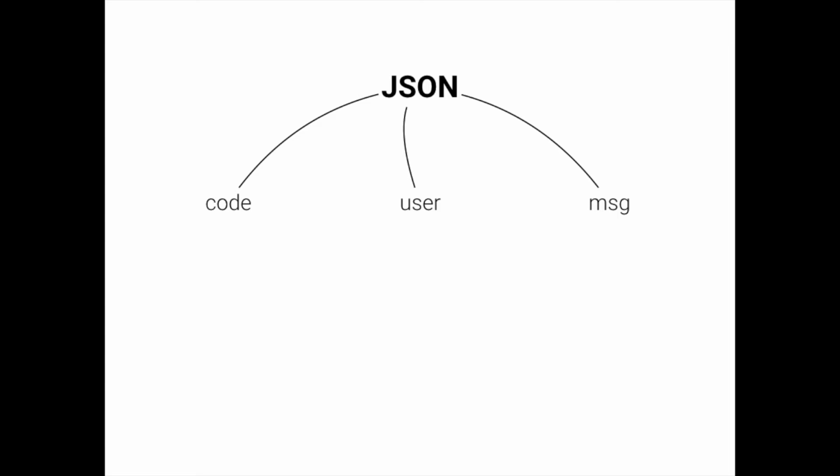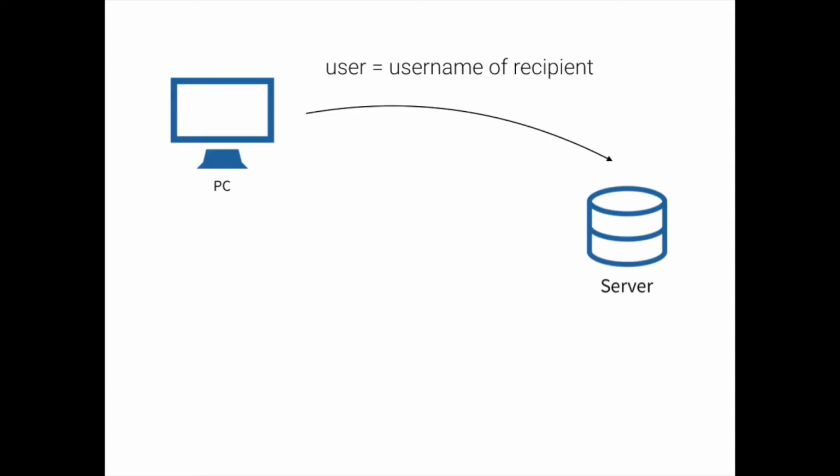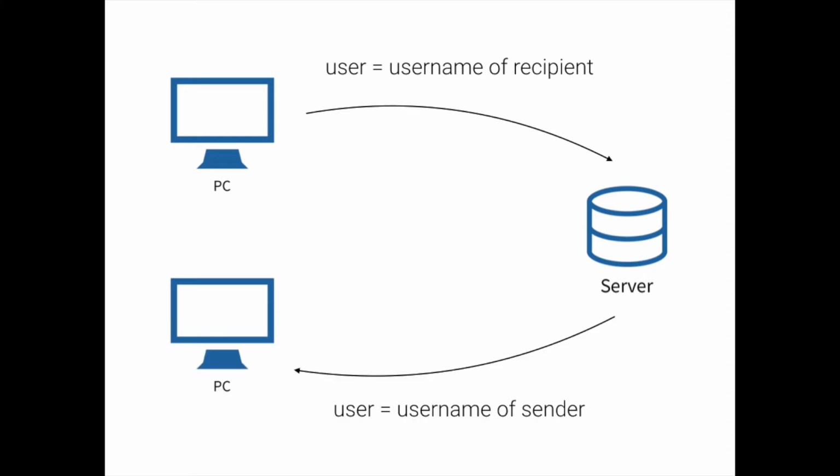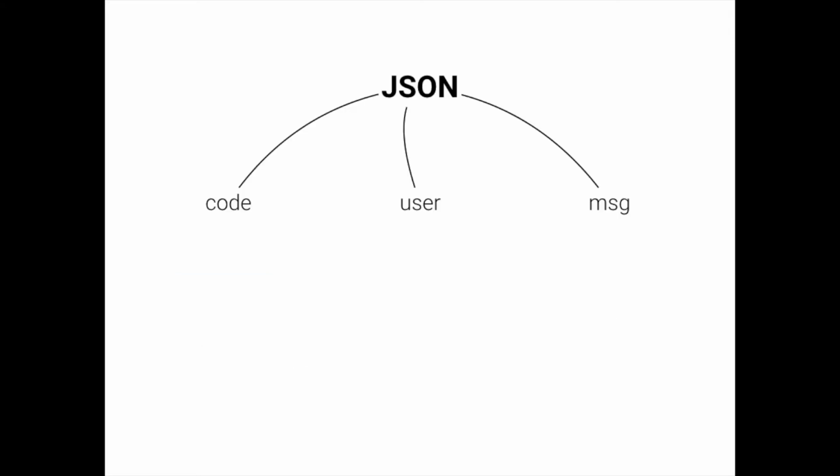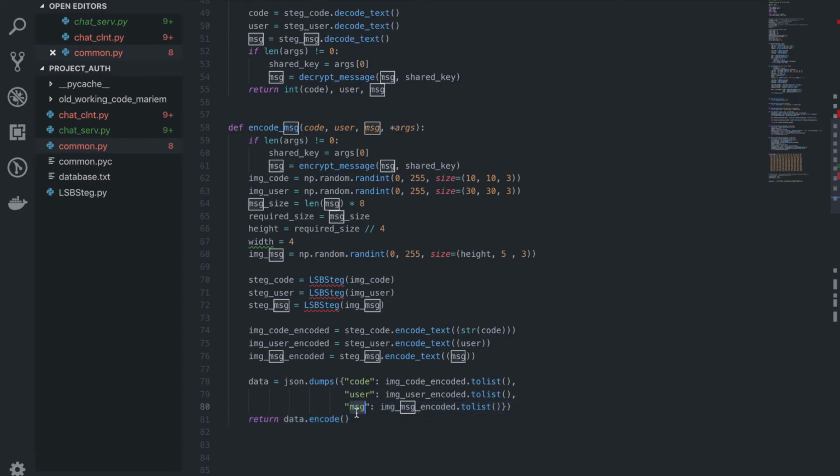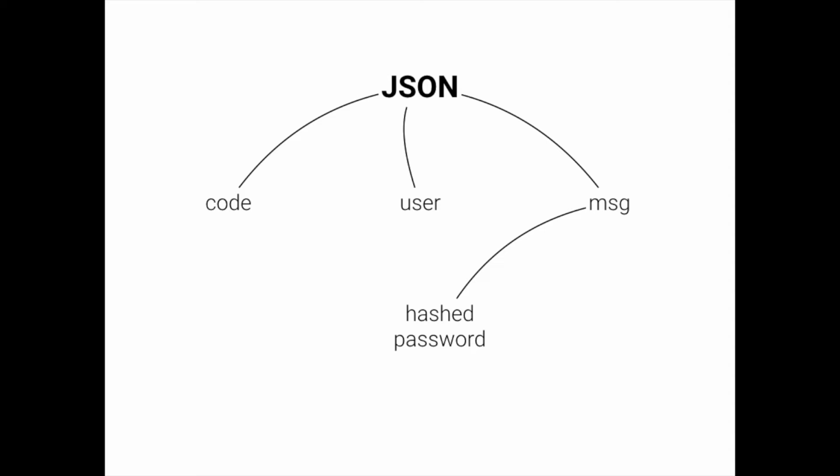Alright, so the second field is the user field. The user field is either empty or contains a username depending on the type of message being sent. For example, when the client sends a private message to the server, the username is that of the recipient. However, when the server sends back the message to the recipient, the user field of this message carries the username of the sender. Similarly, the message field also carries a value that is dependent on the message type. This value is encrypted using AES, and it might carry the hashed password of the user, for instance, or the body of the message being sent.